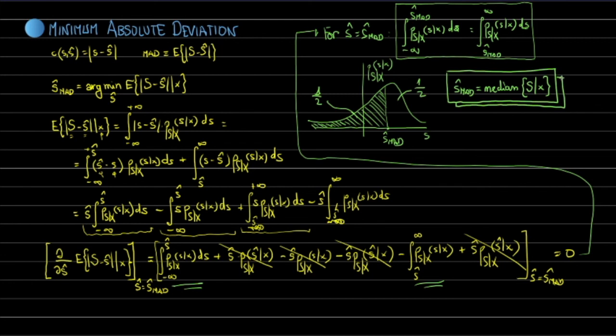Note that in some cases this median may not be unique. Right? For instance, if we have this distribution and the area here is 1/2, and the distribution takes value around here, well, in this case, any value in this region is a minimizer, so any one of these values could be taken as SMAD. Okay, but in general, we will have a unique solution.